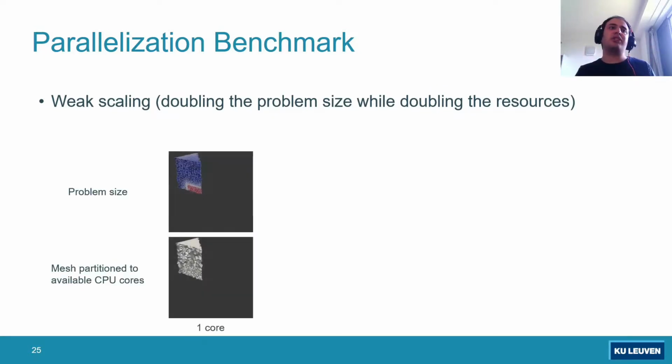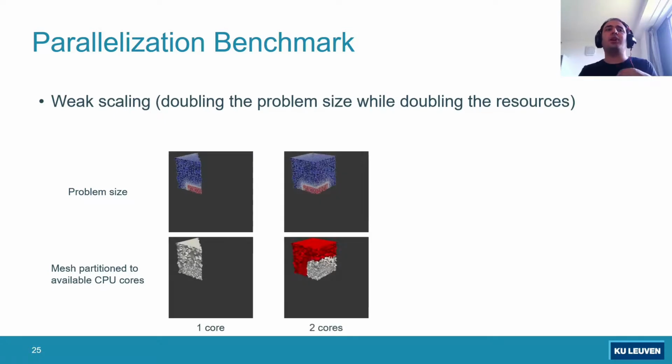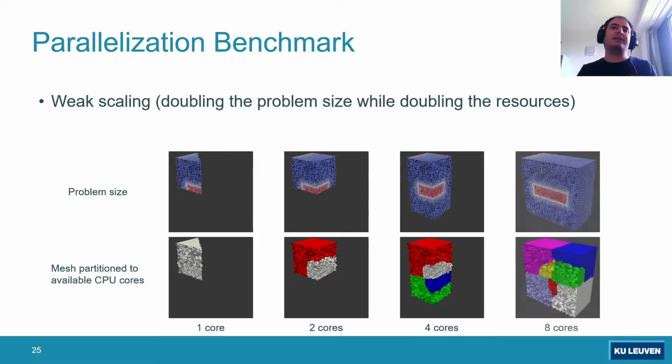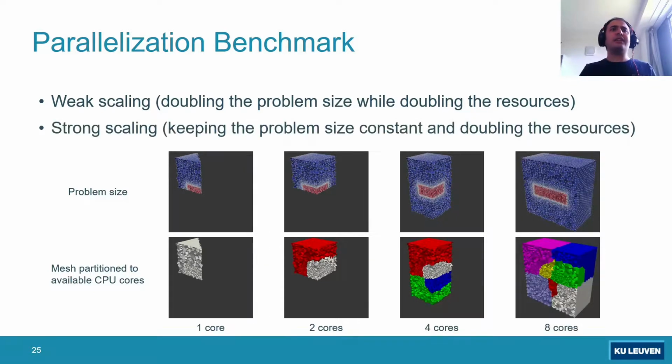So this is a demonstration of that. You can see that we double the problem size while doubling the cores as well. So, this is how weak scaling works. And also strong scaling, in which you keep the problem size constant and you double the resources in each stage. And ideally, the performance should be doubled in this test.